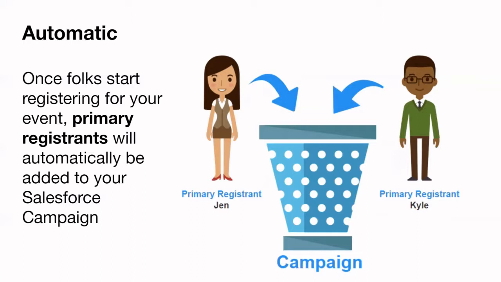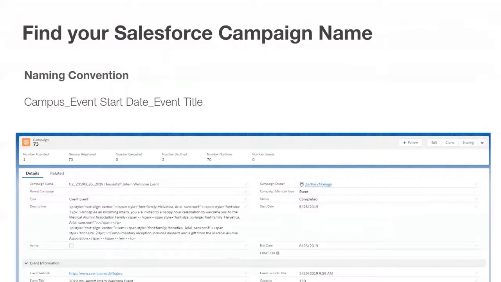This is how we're really tracking who's registering for events, all the way up to who's actually attending those events. With that basic understanding of the Cvent Salesforce integration out of the way, I think the natural next step is to walk into a really good example. And so, how would you find the corresponding Salesforce campaign?